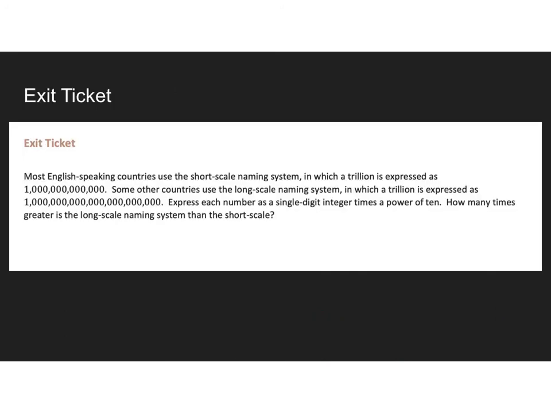Here's your exit ticket for today. It is broken down in Galileo into multiple choice questions, so don't freak out. You'll do this one little step at a time. It says most English-speaking countries use a short scale naming system in which a trillion is expressed as this number right here. Some other countries use the long scale naming system in which a trillion is expressed as this. Express each number as a single digit integer in terms of powers of 10. So the first thing you're going to do is write both in scientific notation.